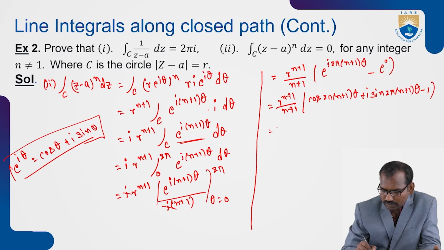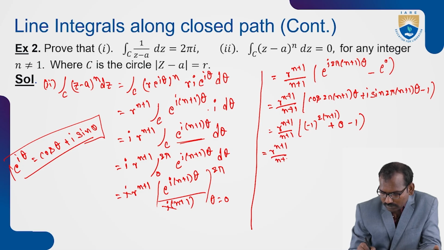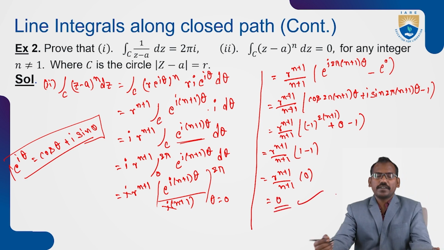So here I can get r power n plus 1 by n plus 1, and here I can get minus 1 power 2 times (n plus 1). Here it is sine of multiples of pi, and sine of multiples of pi is always 0. So 0 minus 1. Okay. Now it is r power n plus 1 by n plus 1, and this we will get as 1 minus 1, so r power n plus 1 by n plus 1 into 0. This is 0.